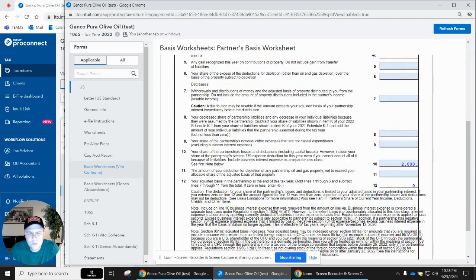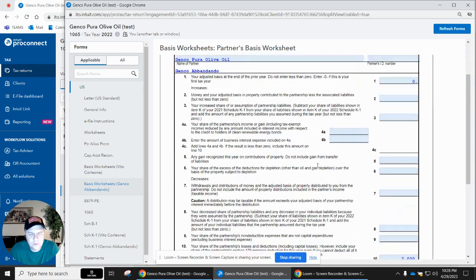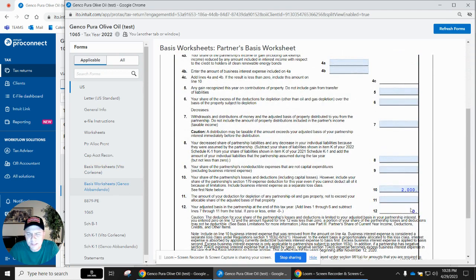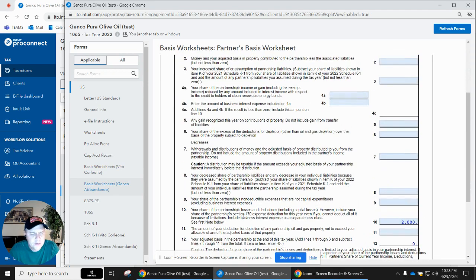Lastly, let's take a look at our basis worksheets. We're starting out at 0 with a $2,000 loss. Since our basis does not go below 0, we just cap that at 0. That is the same for partner number 2. Again, that gets capped at 0. The guaranteed payment doesn't actually flow to the basis worksheet because that's taxable income.